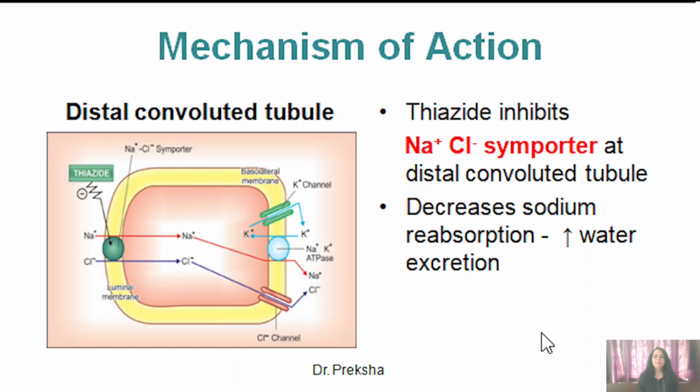Now coming to the mechanism of action of thiazide diuretics. Thiazide diuretics act in the distal convoluted tubule. Thiazide diuretics decrease the sodium reabsorption and increase the water excretion. So here you can see in this figure that the thiazide diuretics inhibit the sodium chloride symporter on the luminal side of the distal convoluted tubule, and ultimately it decreases the sodium reabsorption.